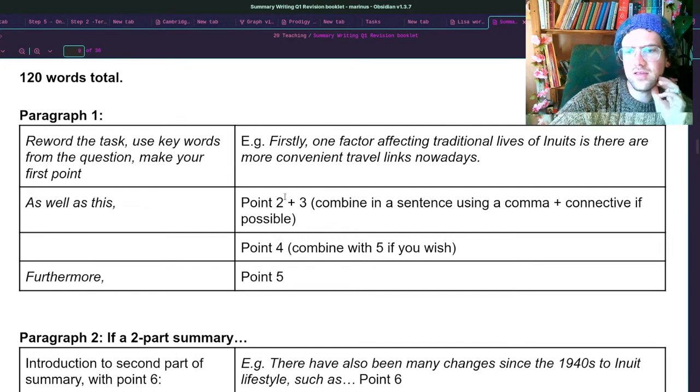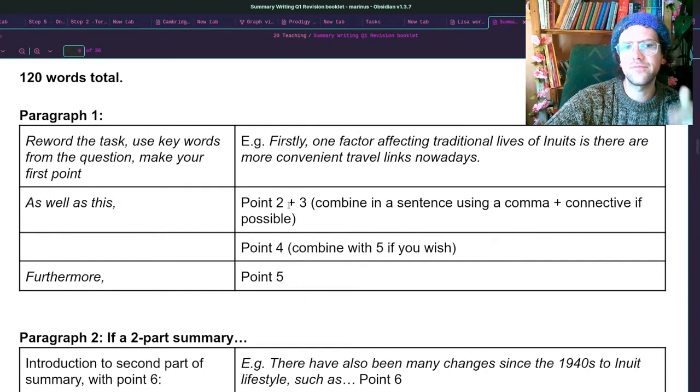As well as this, you're going to continue. And you can then take point 2 and 3 if they're related, and you can combine them with a comma or a connective so that you don't have 5 little sentences that look like a point form list. Okay? Then you can... You're cutting out of that.